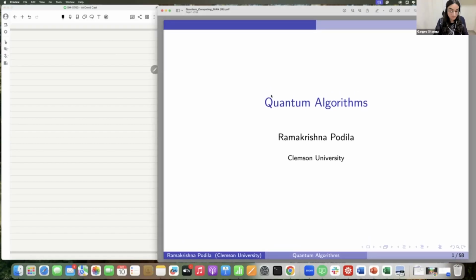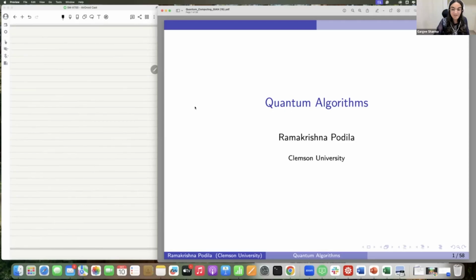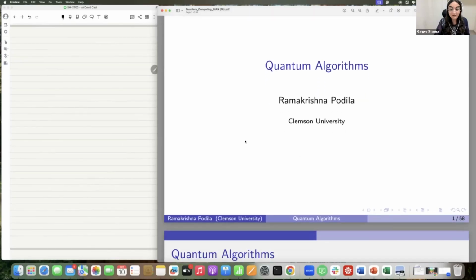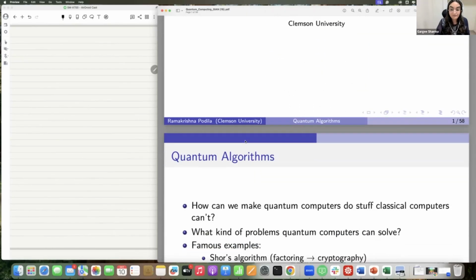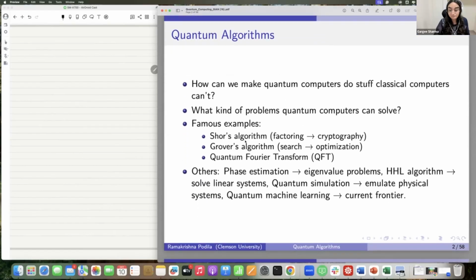So today we are going to talk about quantum algorithms. As I mentioned earlier, I'll teach some part of this, and then Professor Ram will teach the remaining. So the point is that till now we have been discussing a lot about quantum mechanics and how the transmon based quantum computers work. So now, why are we really interested?